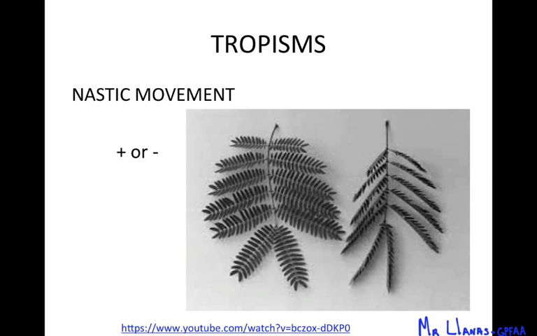Another type of movement is called nastic movement, and this is just movement with no direction. Just like a Venus flytrap, if the fly lands, the Venus flytrap closes. If the fly lands and flies away, the Venus flytrap is not going to move towards the fly. It's just going to close. So these are movements without direction, regardless of where the stimulus comes from. And again, watch the video, please, so you can have more of an idea of what they are.